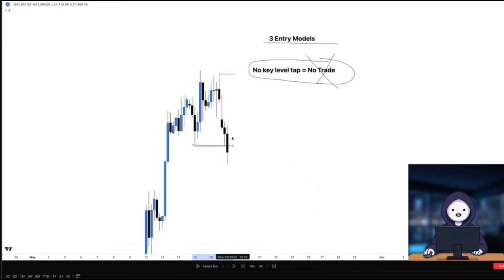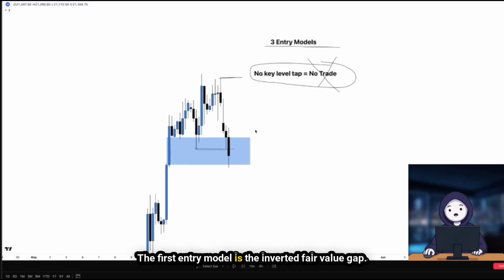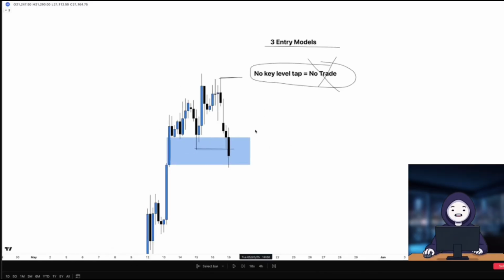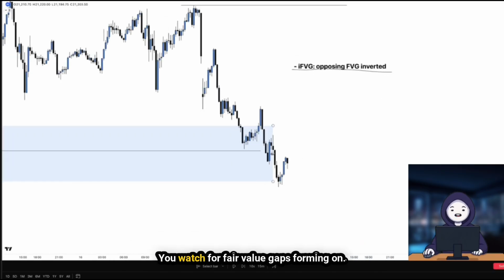On top of that, notice we're also trading inside a higher timeframe bullish fair value gap. When price is touching 2 key levels simultaneously, that's when you drop to the lower timeframe and begin looking for your entry. The first entry model is the inverted fair value gap. Once price has reached a key level on the higher timeframe, as we have right here, you watch for fair value gaps forming on the way down into that level.